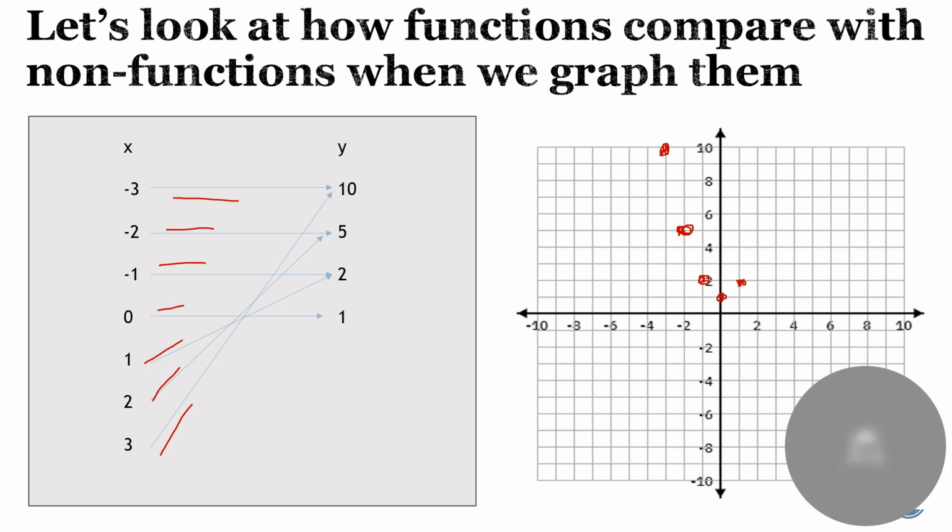2 is going to map to 5, and 3 is going to map to 10. Now, what I want you to notice is that there is most definitely a pattern here. Okay, this is not just a scatter plot. It could be a scatter plot. And I want you to look real closely at how these line up.